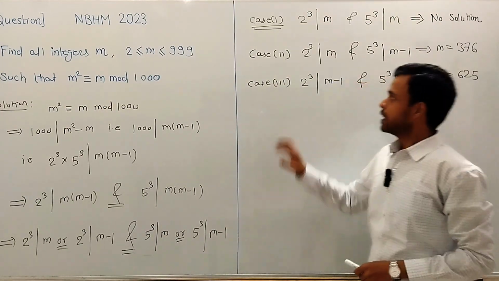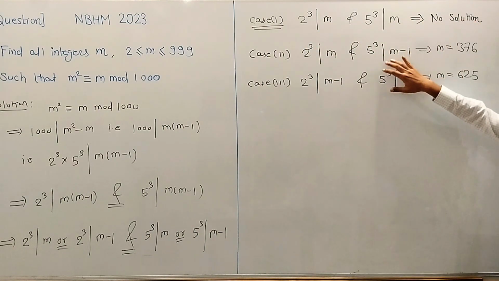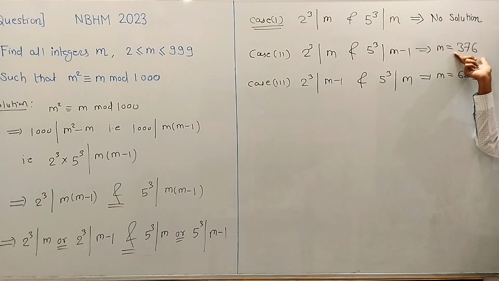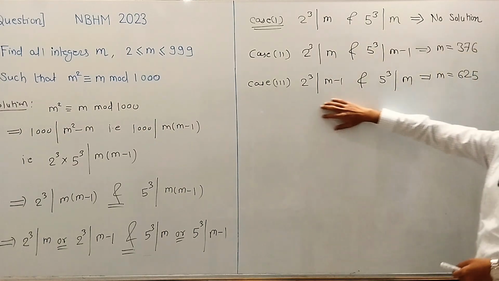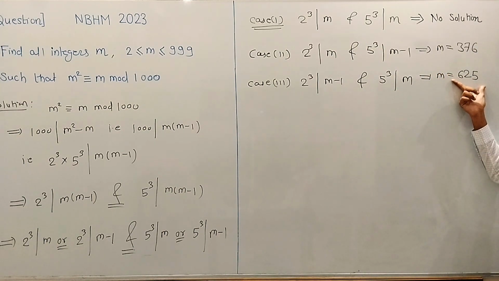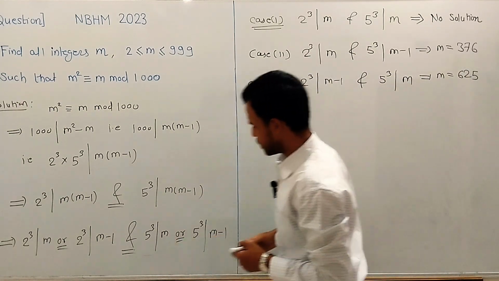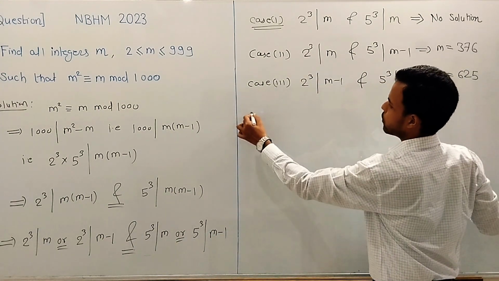Now let's move to the next case. So up to now we have seen these three cases. In the first case, we get no solution. In case 2, we get m equals 376, the only solution. And in case 3, again we get only one solution, which is m equals 625. Now let's move to the last case, which is case 4.